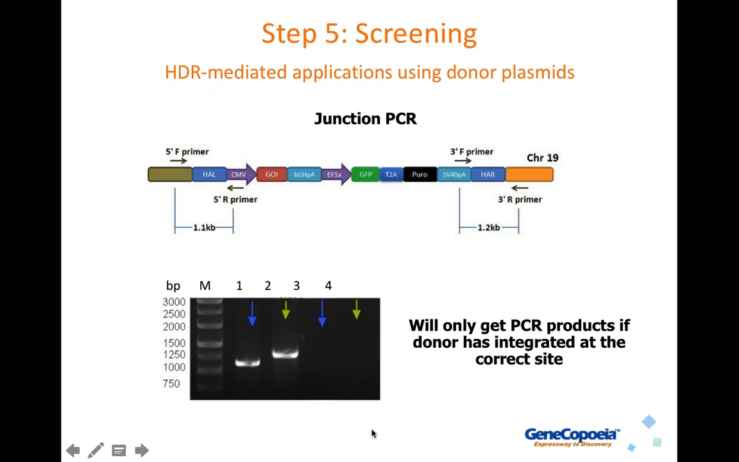So this tells us that the donor probably integrated randomly, because the cells were, again, puromycin resistant. So in order to survive, they had to integrate the DNA somewhere. So they did not integrate it into the correct place. So this is a very important step to take if you're using donor plasmids.